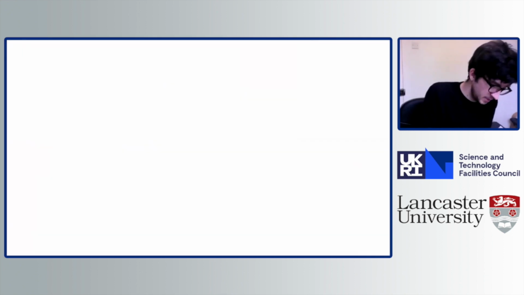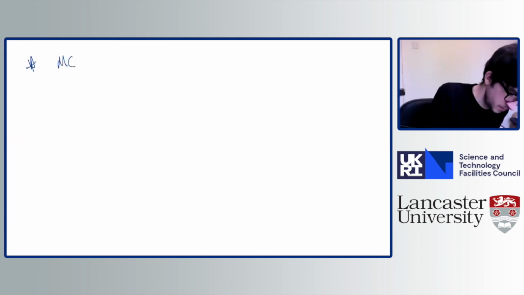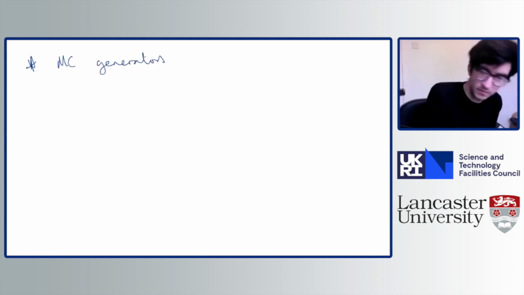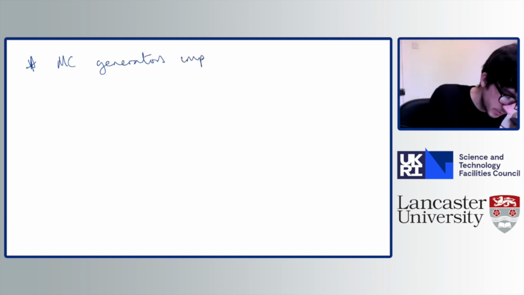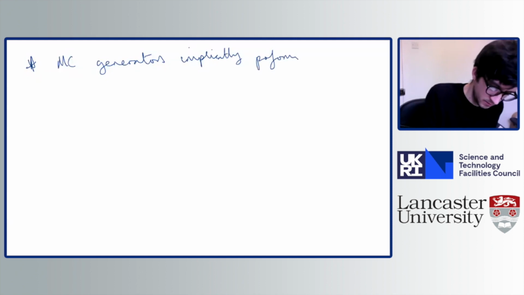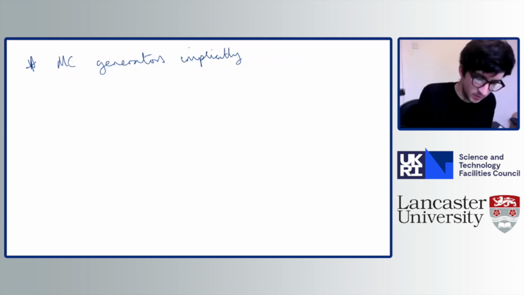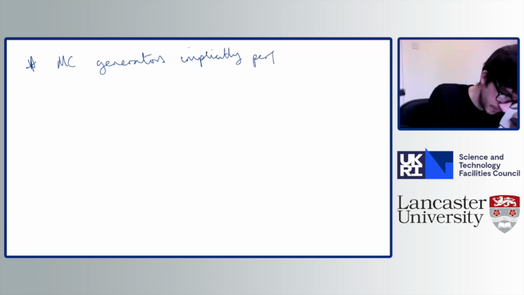So let me just say a couple more comments on that. One thing to bear in mind here, and the Sudakov interpretation helps to see that, is that Monte Carlo generators, in particular the parton shower, implicitly perform this sort of resummation, in fact. And so indeed, one hears people talking about the logarithmic accuracy of parton showers, and that's because they do this sort of thing. They perform this sort of resummation.